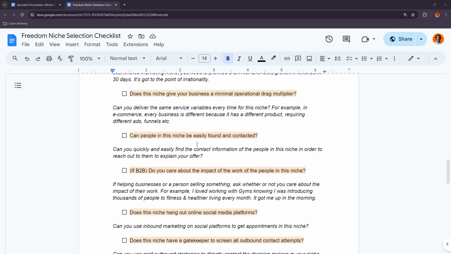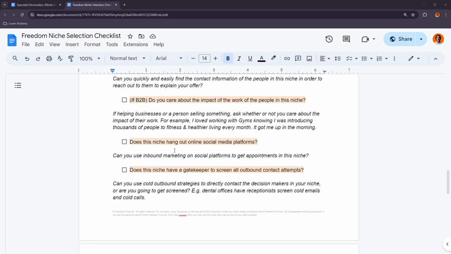Now if you're working in B2B, do you care about the impact of the work of the people in this niche? For example, I was working with gyms, and I was very happy. I loved working there because I knew I was introducing thousands of people to fitness and a healthier living every month. It got me up in the morning, but this again is not very necessary. But if it is there, if you could tick it, it is much better, right?